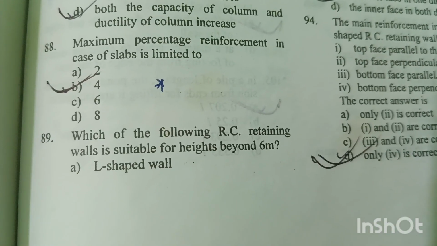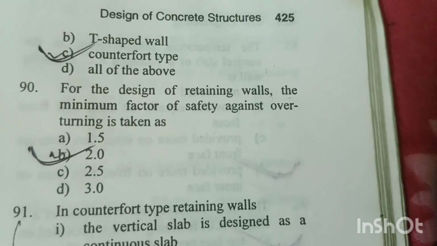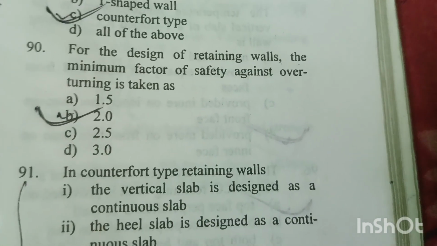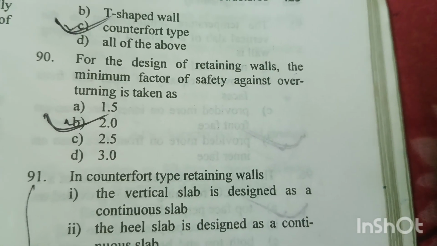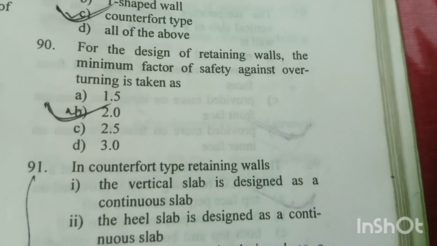Question number 89. Which of the following RC retaining wall is suitable for heights beyond 6 meter? Counterfort type retaining wall. Option C is right answer. Question number 90. For the design of retaining walls, the minimum factor of safety against overturning is taken as 2. Option B is right answer. And 1.5 against sliding.